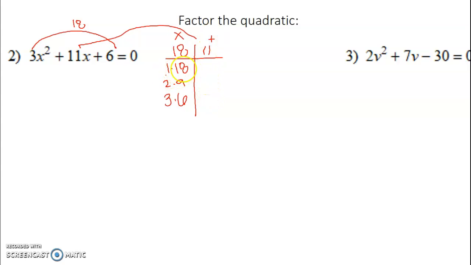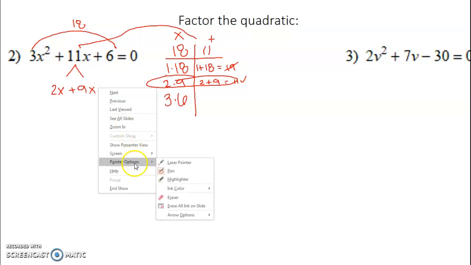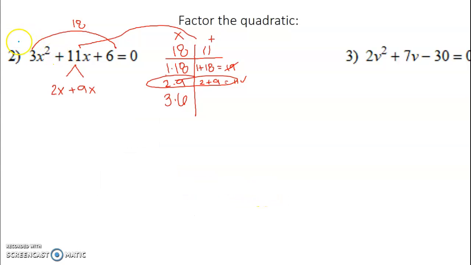So when I add these, 1 plus 18 is 19. 2 plus 9 is 11. Oh, that's what I want. So I use the 2 and 9. This time I take the 11x and I change it to 2x plus 9x. Nothing else is changing. So I still bring down the 3x squared. And I bring down the plus 6.